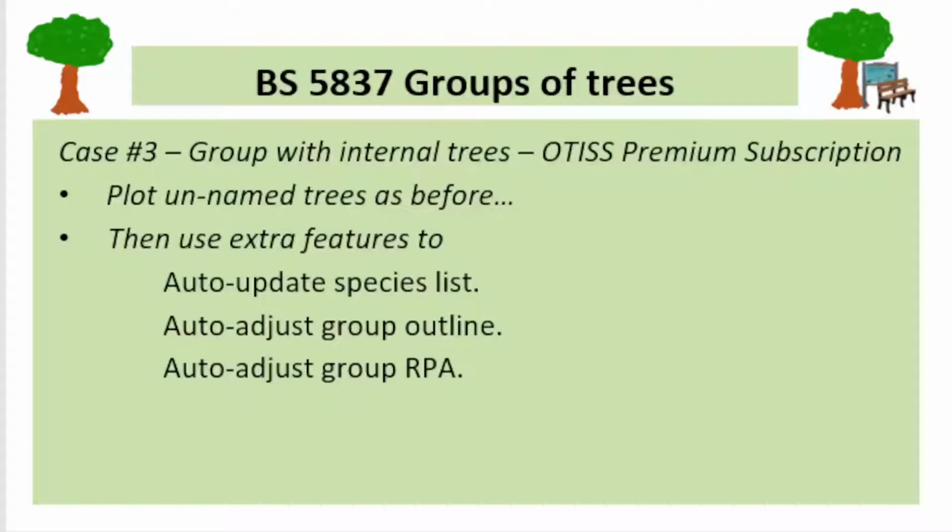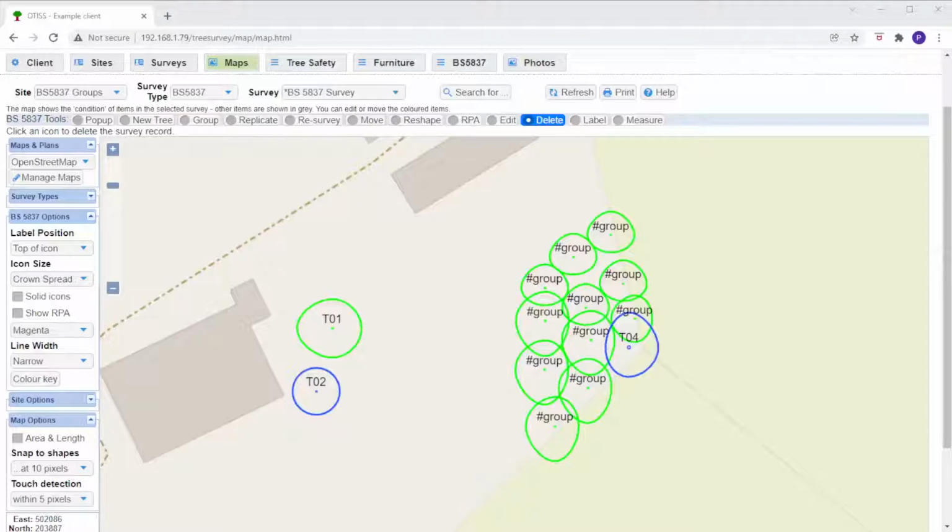Moving on to our final case. With the Otis Premium subscription, there are some very helpful extra features. You plot the unnamed trees as before, then when you plot the group polygon, you can automatically adjust the crown, the RPA and the species list. So let's go and see how you do that.